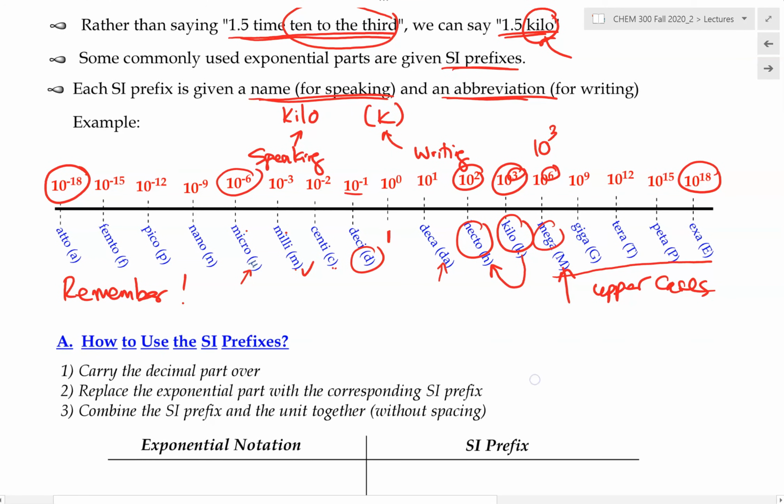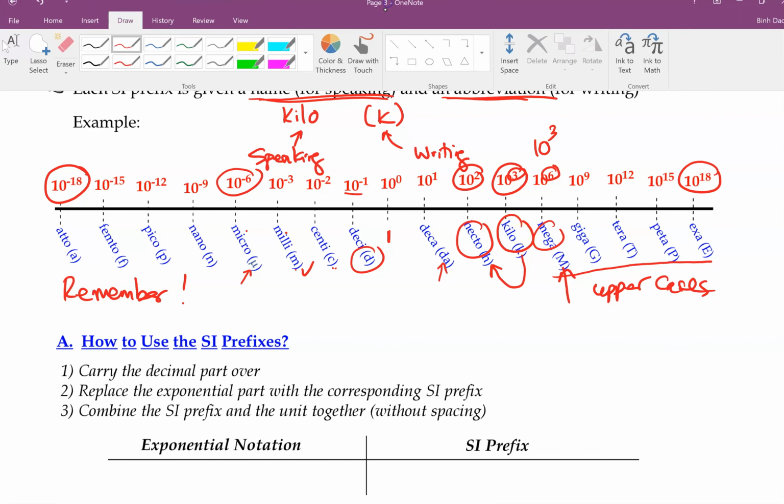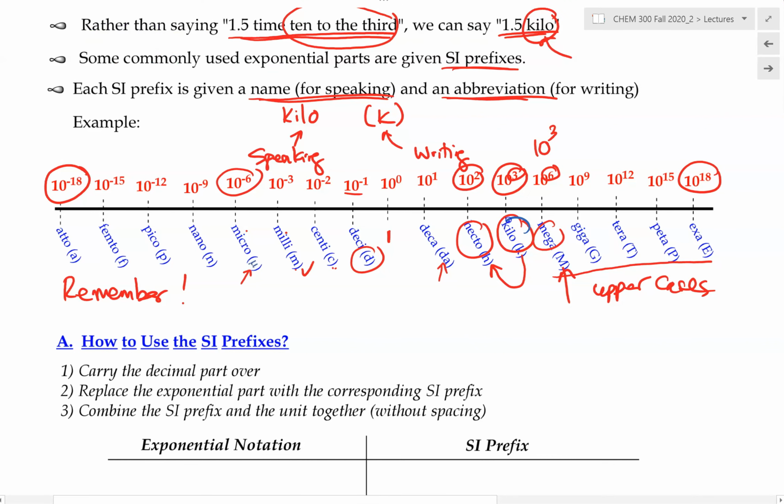Okay, and if we need to know how many times one prefix is bigger than the other, then what we would do is simply take the bigger prefix, the one with the more positive exponent, and subtract the small exponent, and that will allow us to figure out how many times one prefix is bigger than the other. For an example, between kilo and micro, which one is bigger, and how many times is one bigger than the other?